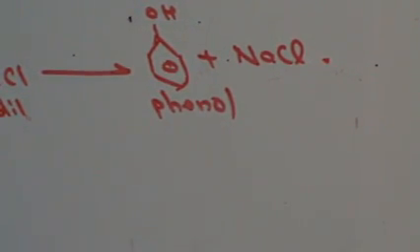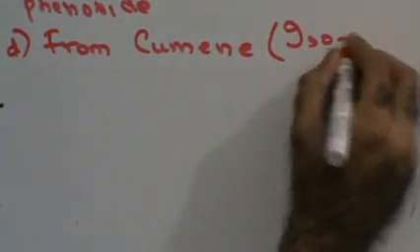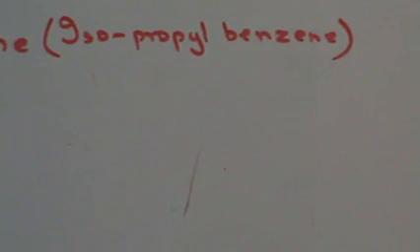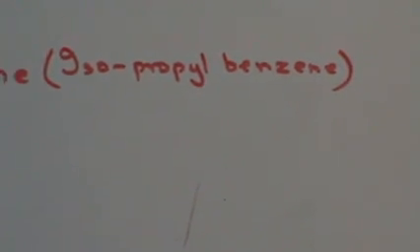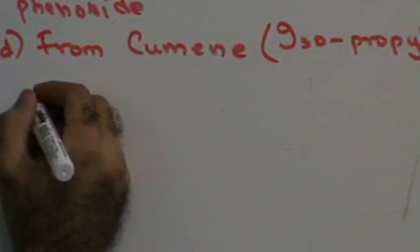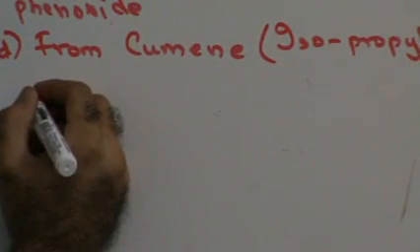Next, the next method for preparation is from cumene. Cumene, the IUPAC name is isopropyl benzene. Now let's see this. This is generally your commercial method of preparation of phenol. So for the commercial method you generally use cumene. Here oxygen is bubbled into a suspension of cumene to prepare this.